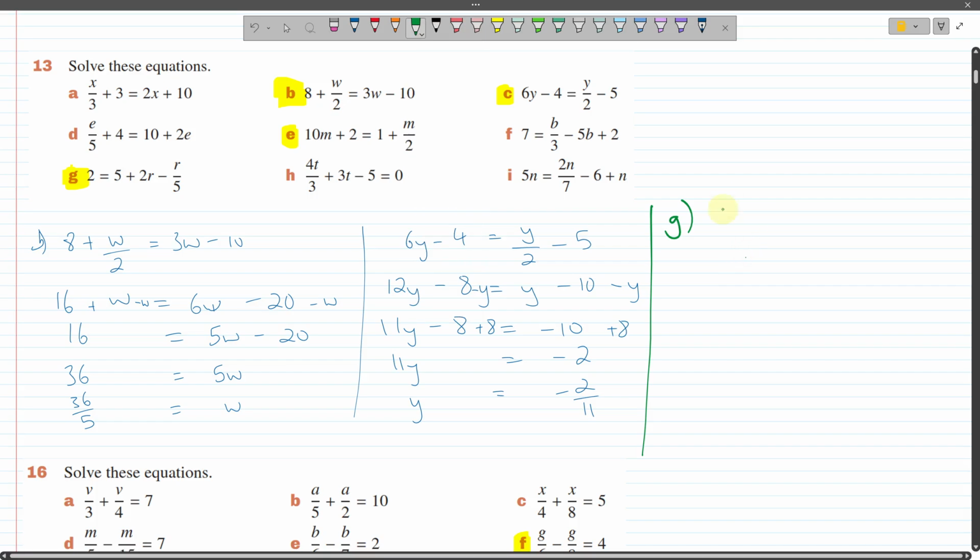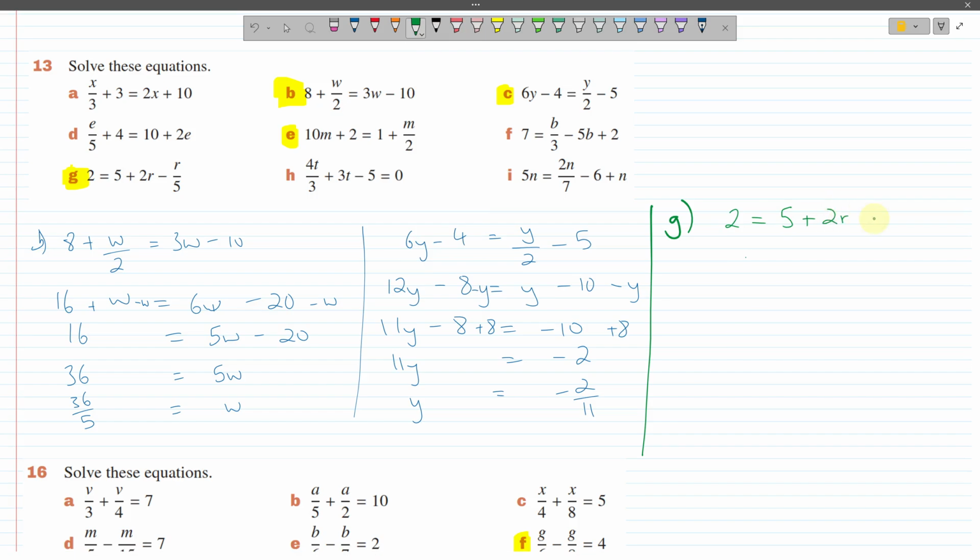Okay, anyway. So we have 2 is equal to 5 plus 2r minus r on 5. Okay, lowest common denominator. I look at the fractions, 5. Multiply every term on both sides by 5. 2 times 5 is 10. 5 times 5 is 25. 2r times 5 is 10r. And then I'll be left with a minus r when I multiply this by 5. The 5's cancel, leaving me with negative r.